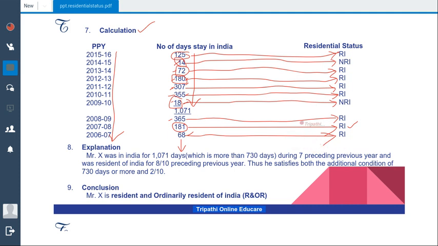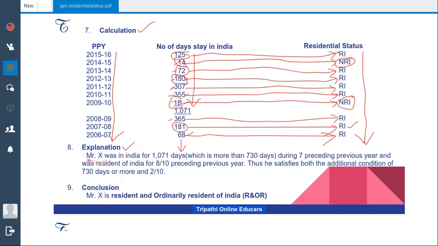Now we can see he is resident of India for 8 out of 10 preceding previous years. Because only in 2 preceding previous years, he is non-resident of India. That means for 8 preceding previous years, he is resident of India. Right? Now, the same thing we are going to explain in the next step.